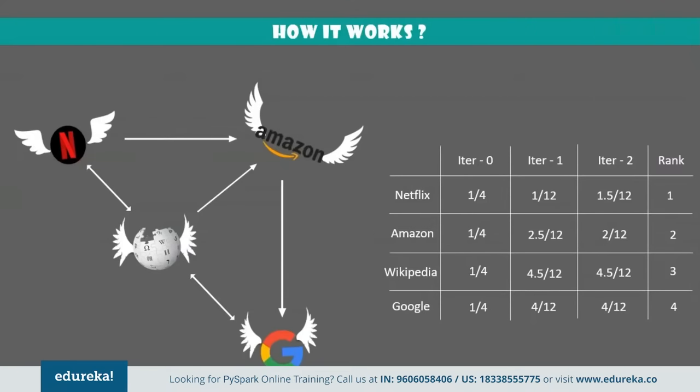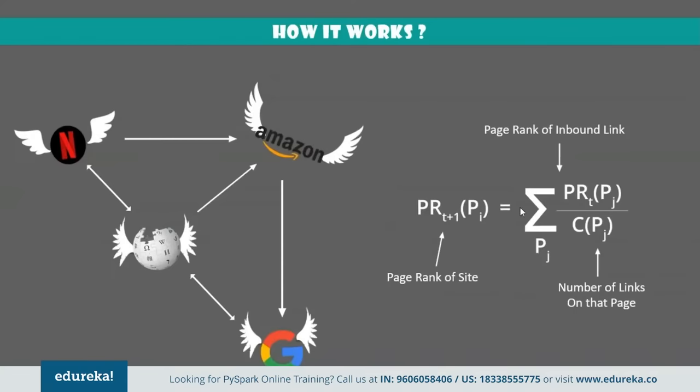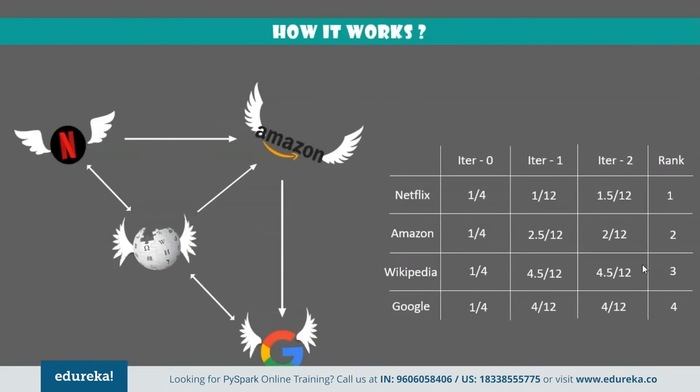So from iteration 1, if you have a look at the formula, suppose we are talking about Netflix. The formula says the PageRank of the inbound link divided by the number of links on that page. The inbound link to Netflix is only coming from Wikipedia, right? So we need to consider Wikipedia now. The previous PageRank of Wikipedia is 1 by 4. Now we divide it by the number of outbound links going from Wikipedia, which is 1 going to Netflix, 1 to Amazon and 1 to Google. So it's 1 by 4 divided by 3, which gives us 1 by 12.